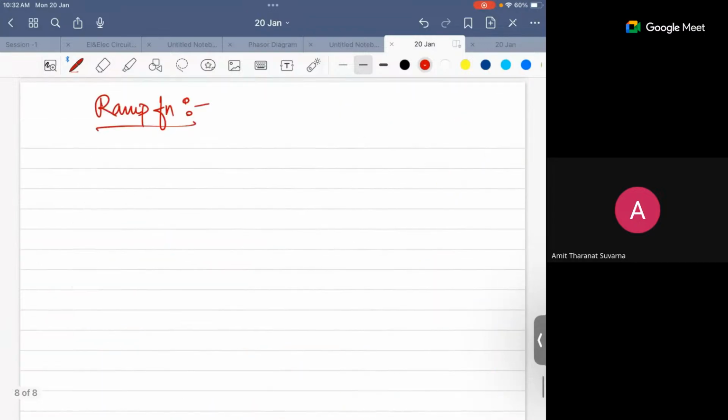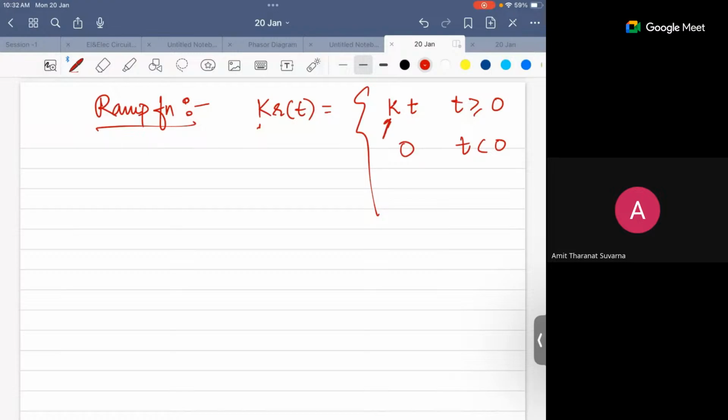Okay, so if it is clear, then move to the ramp function. What is the ramp function? Ramp signal, how do you represent it? This is in the form of k of r(t), where the value is kt for t greater than or equal to 0, and for t less than 0, the value is 0. K is the slope. If you take k equals 1, it becomes a unit ramp signal. The value will be t for t greater than or equal to 0, and 0 otherwise.